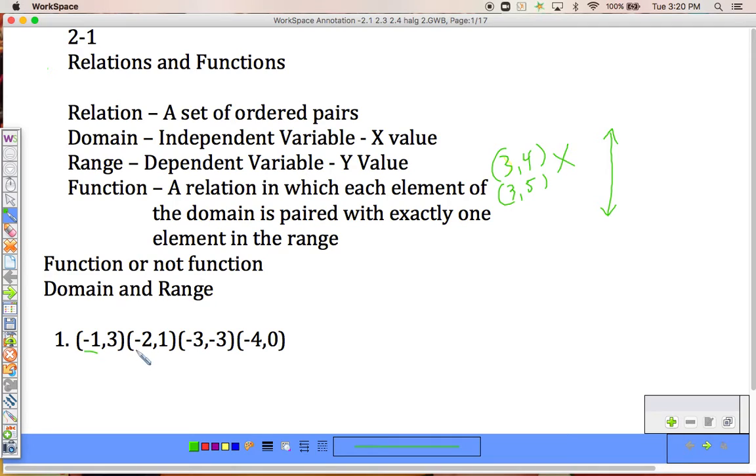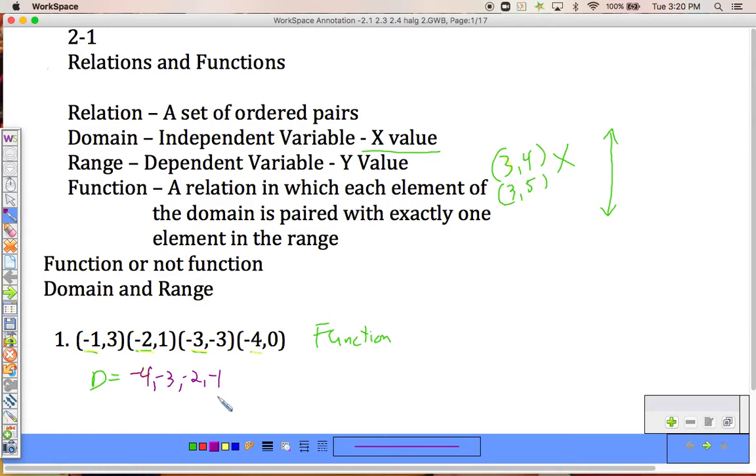Do I have the same x value more than once? And I'm going to say no. So when I say no, it is a function. When I don't have the same x more than once, it is a function. My domain are my x values. So I'm going to pick out all of those x values and put them in order from the smallest to the largest.